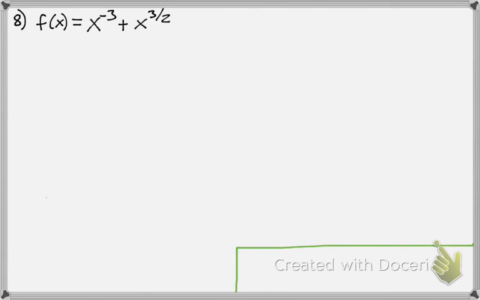Now, they use the terminology find the most general antiderivative. That just means that we have to put the plus c, meaning we don't know what the constant is. We don't know if the constant's 5 or 7 or 92.1. We don't know. So most general means put the c.